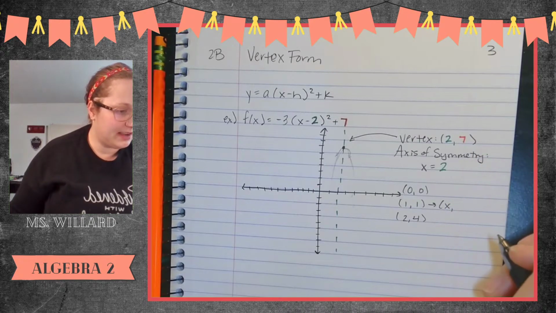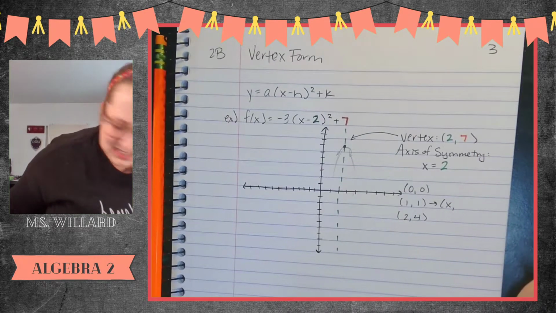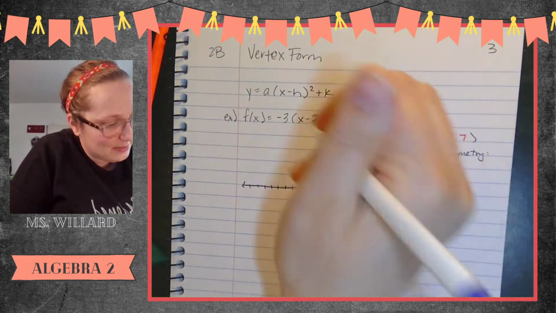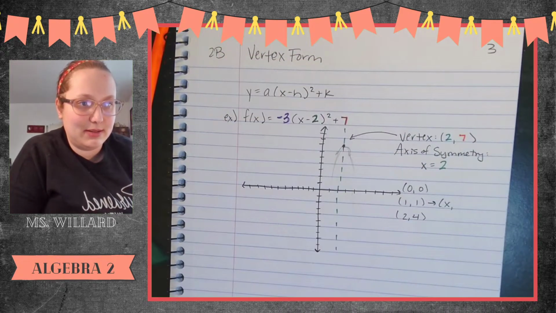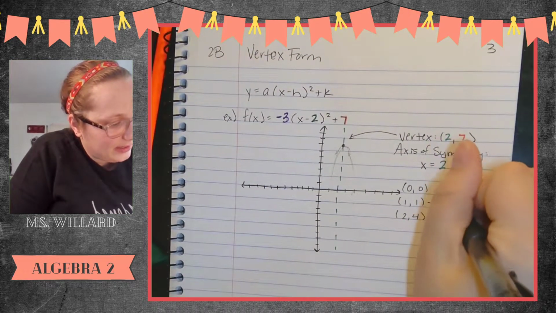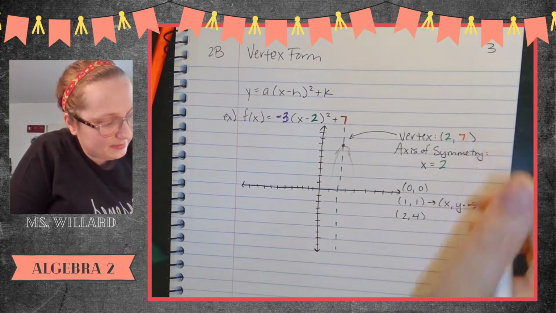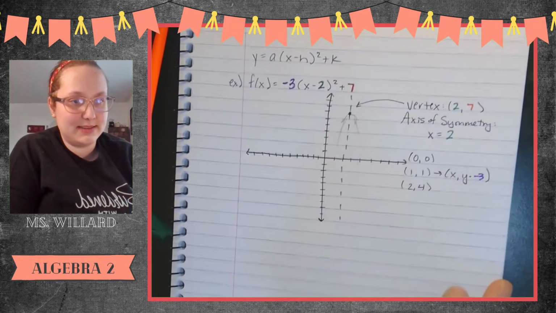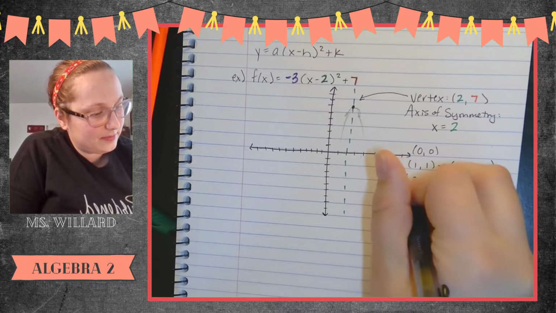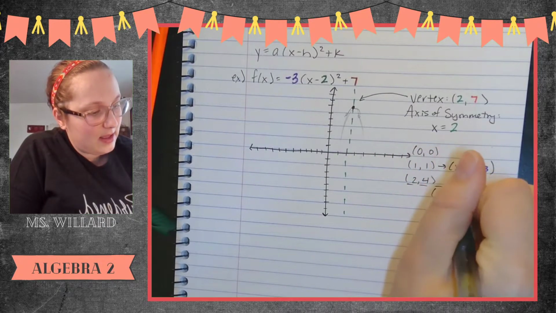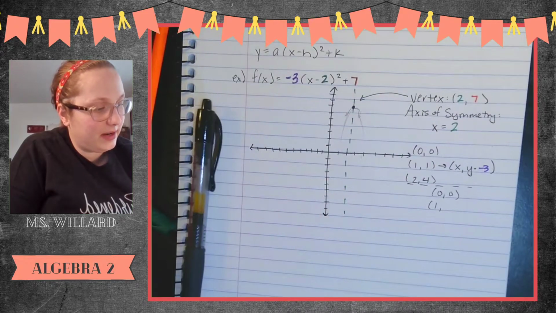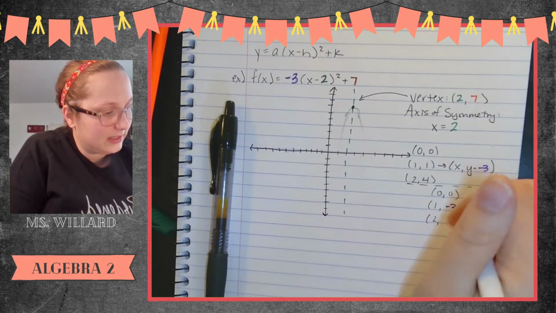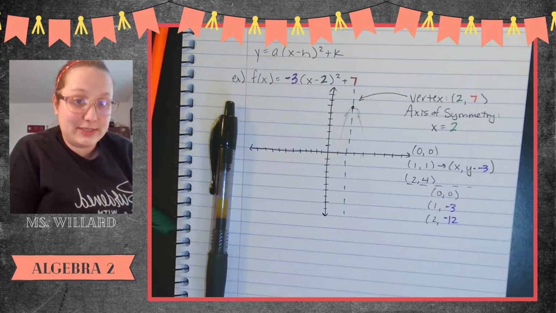I need to put away the colors that I haven't used yet. I think that's red. I'll use purple instead. I'm going to multiply all the y's times -3 because of that -3 up there. Y times -3. So what I get is, not enough space, I get 0, 0. I get 1, -3. And I get 2, -12. That's how I stretch it out.